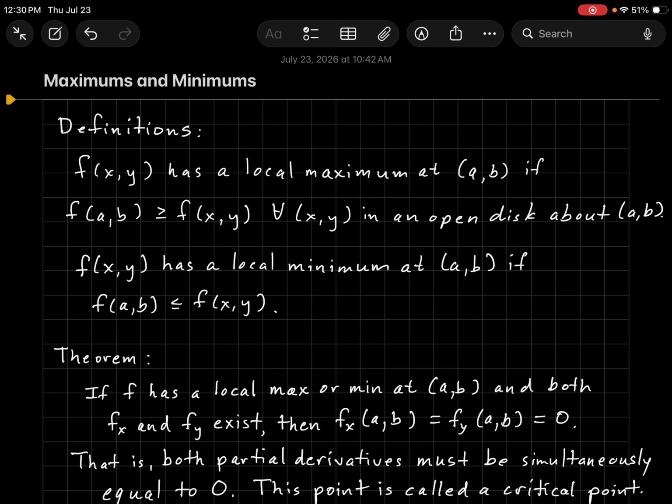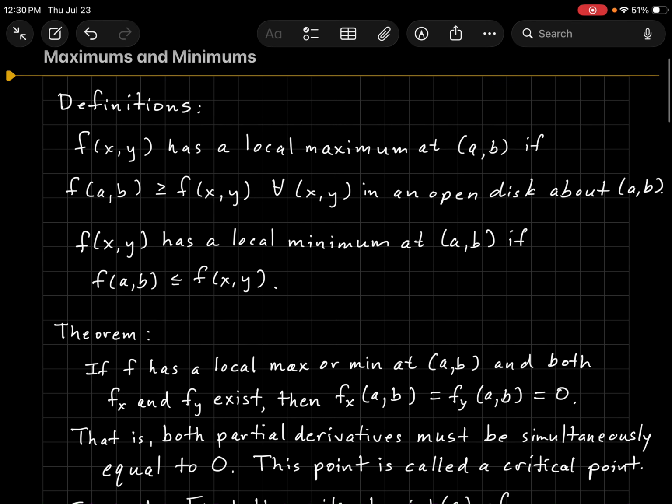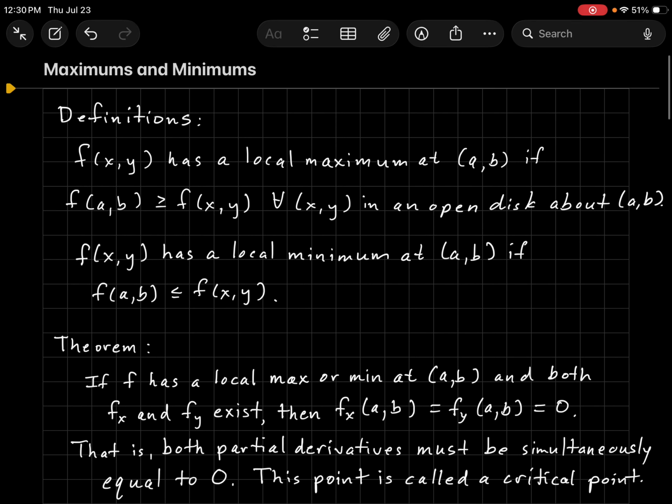But just in brief, we say that a function has a local max at a point if the function value at that point is bigger than all other points. Well, that makes sense. That's all this is saying here. And then the function has a min at (a, b) if the function value at that point is less than all other function values.